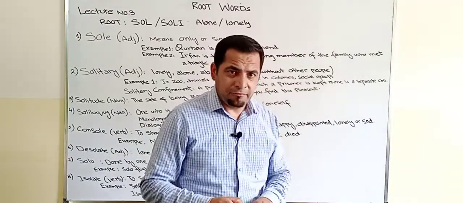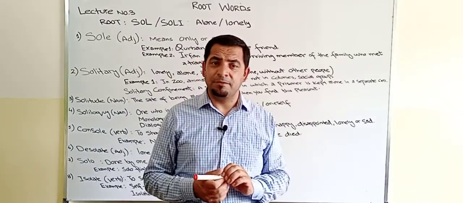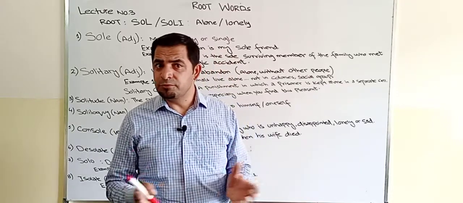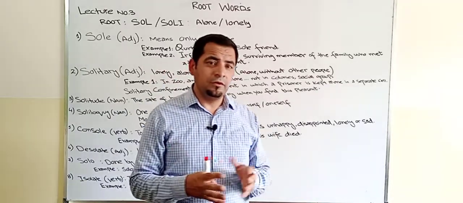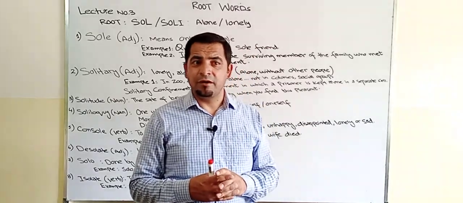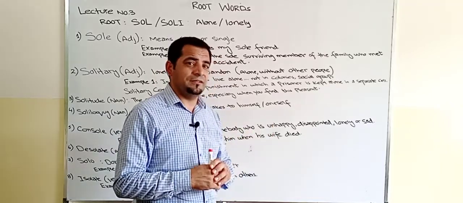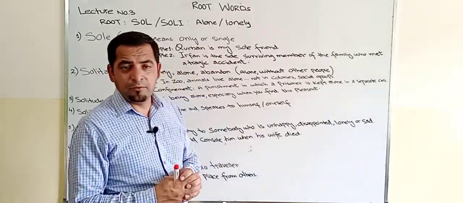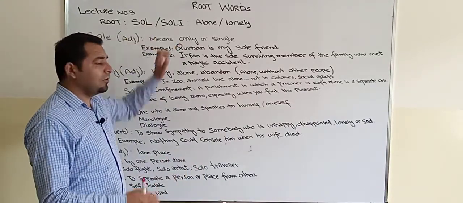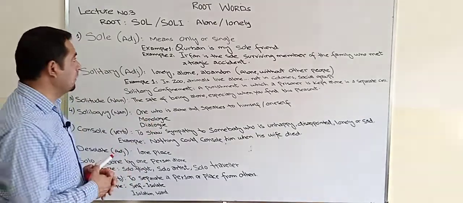So for all those who have missed the previous lesson, let me recap a little bit by saying that like human families and roots of families, words have roots, and based on the roots there are families of words. So let's get started with the family of words having the root word sol or soli, which means alone or lonely.